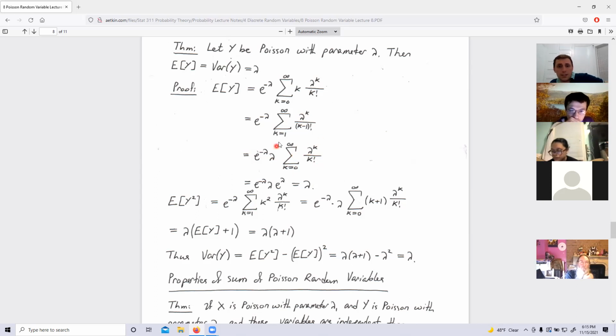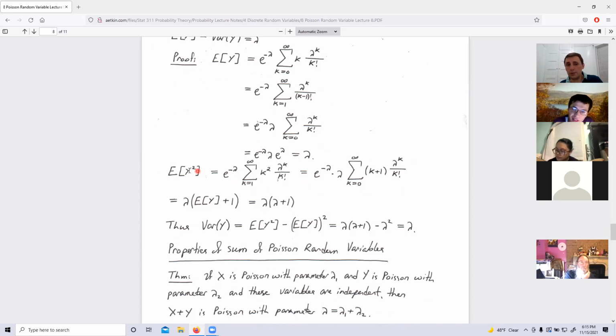And what is this summation? This summation is e to the power of lambda. Do you recognize it? It's the infinite Taylor polynomial for e to the lambda. So it's e to the minus lambda, times lambda, times e to the lambda. When you simplify, you get lambda. Similarly, we can calculate the expected value of y squared, right?